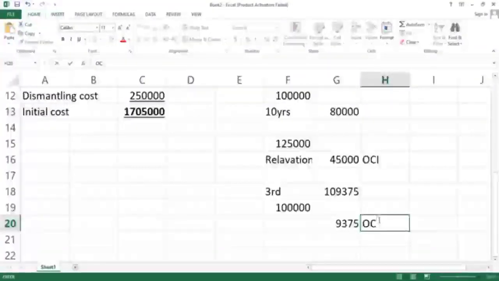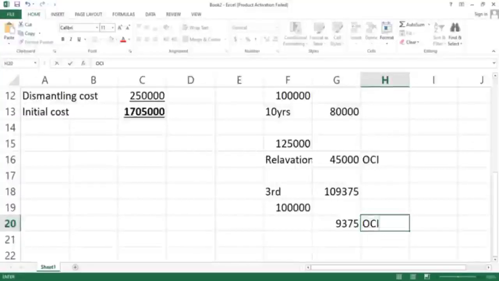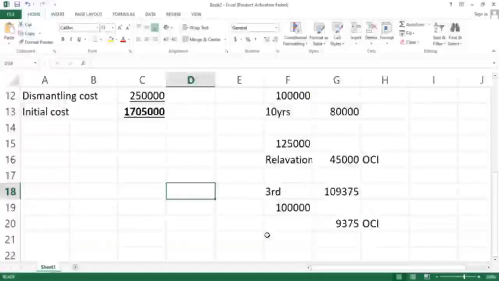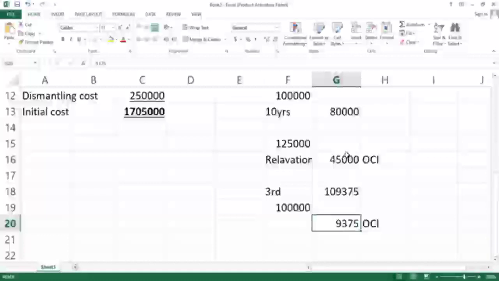So if you are doing revaluation, you ask yourself, was there any revaluation before you are doing this? If there was, was it a gain or loss? If it was a gain, you know that it will go to other comprehensive income. So if the second revaluation gives a loss, you ask yourself, can the first gain that I have net off the loss that I have now? You can see that 9,375 can be taken away from 45,000. We still have that particular figure, isn't it?